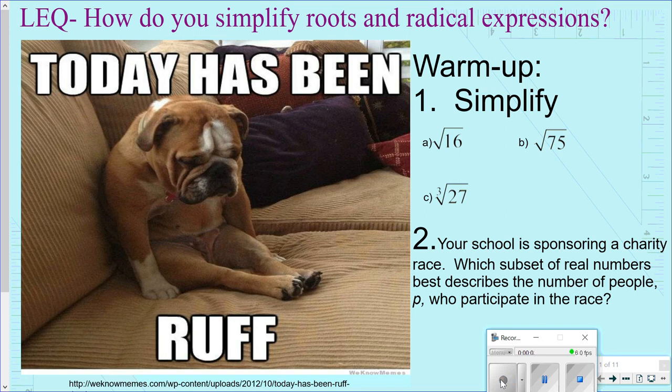Okay, this is day 3 of Unit 1. Today we started with this warm-up, and I'm actually going to go over number 2 first here. So let's go ahead and get started, and then we'll go back to number 1 in just a moment.